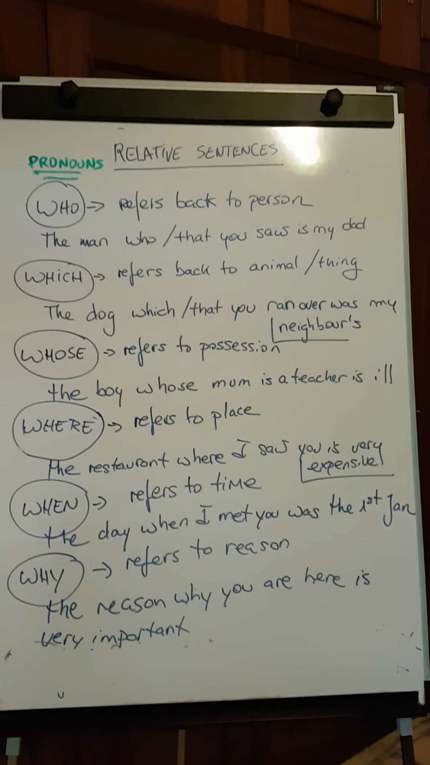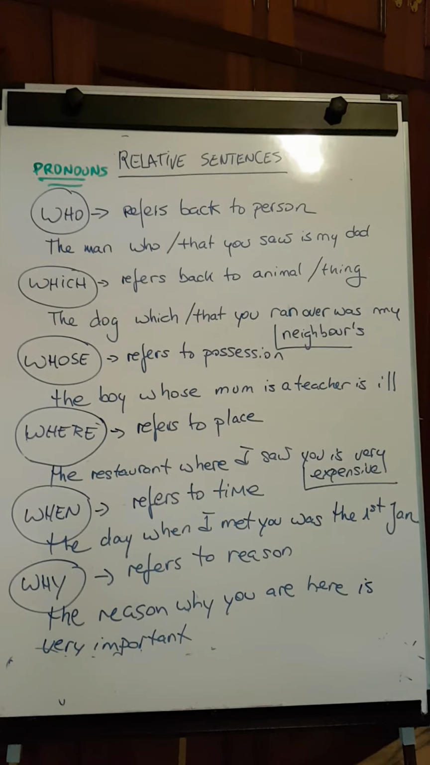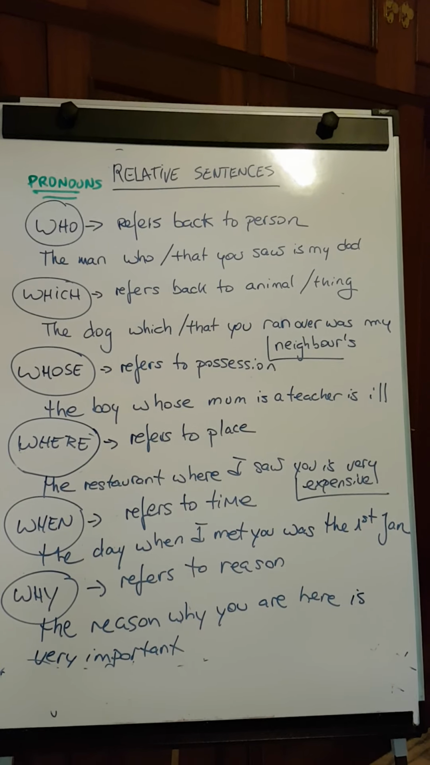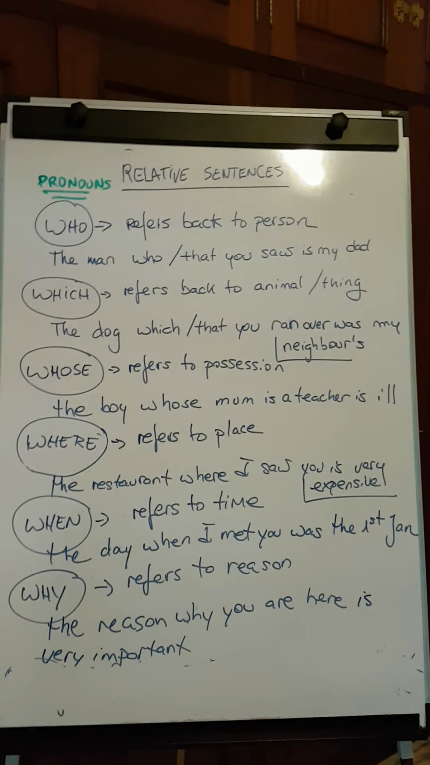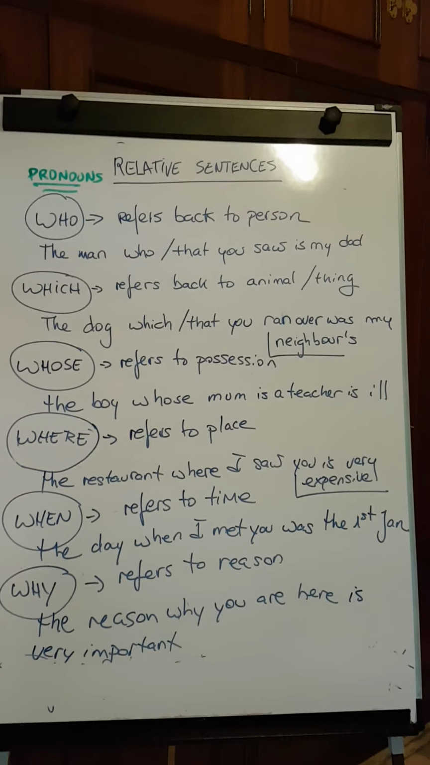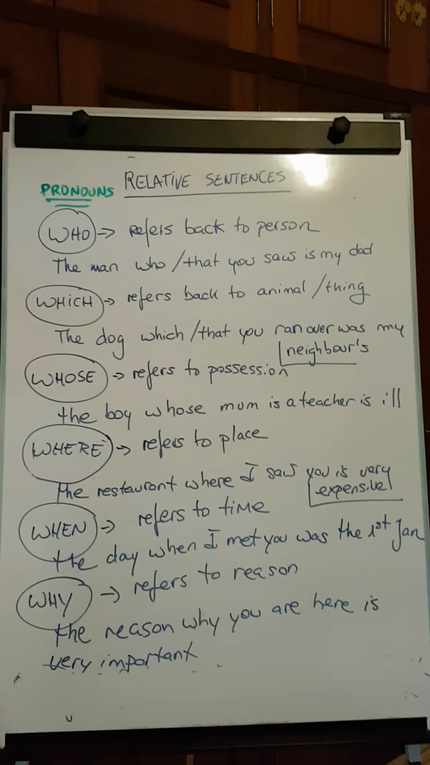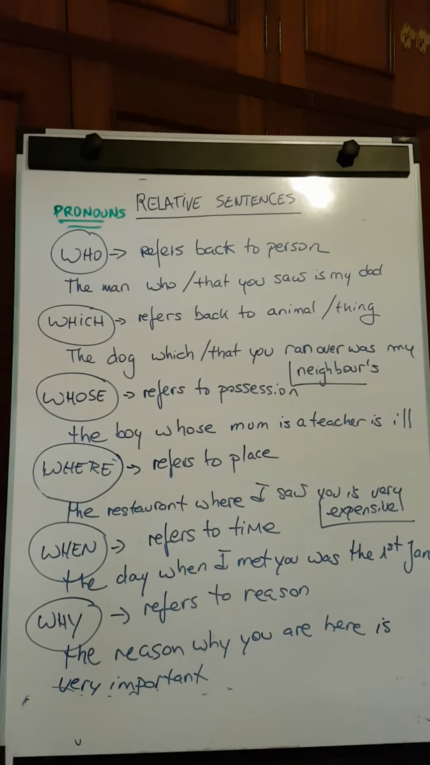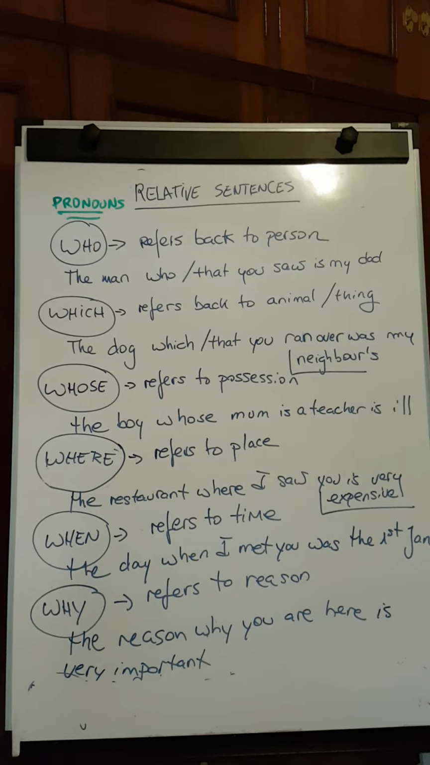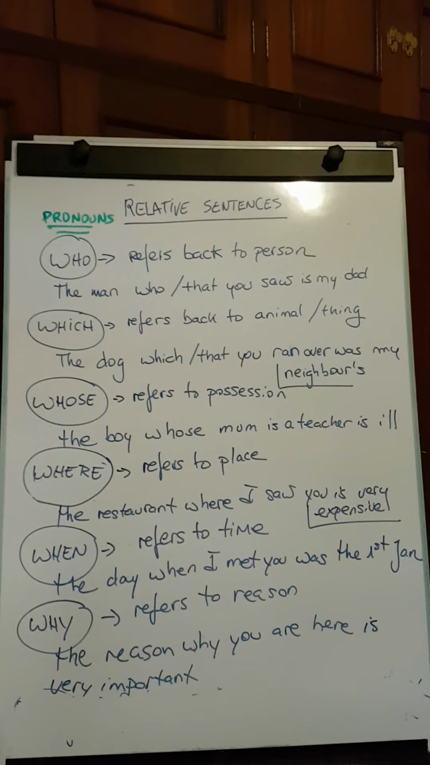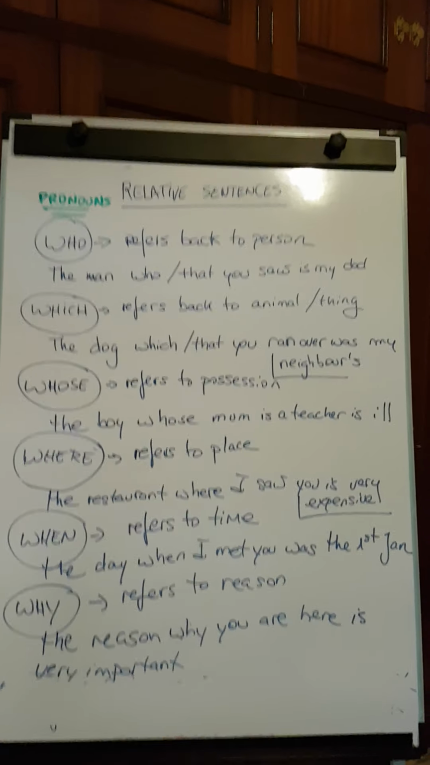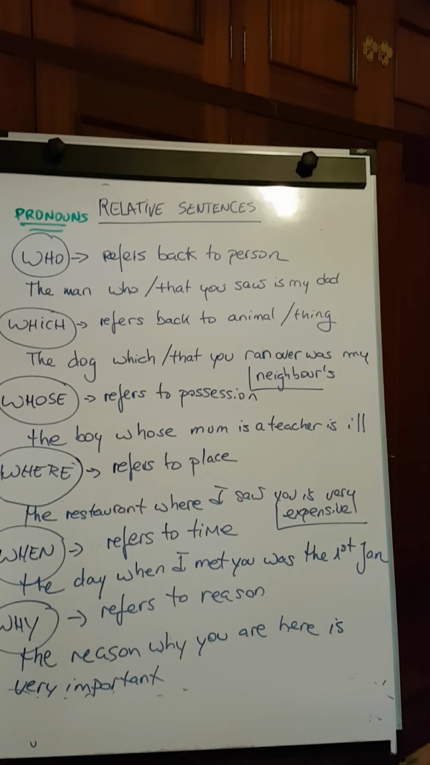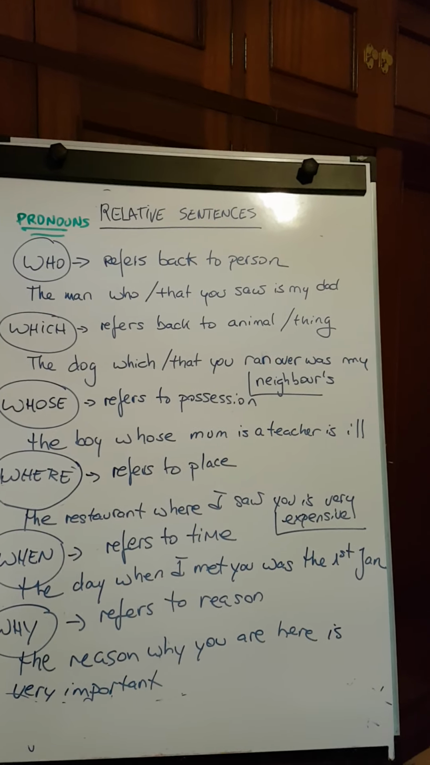Then we have, for example, whose, which refers to possession. The boy whose mom is a teacher is ill. Whose means cuyo, cuya madre es profesora. Where, which is also a relative word, refers to place. The restaurant where I saw you is very expensive. When refers to time. The day when I met you was the 1st of January.